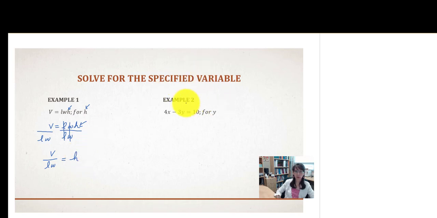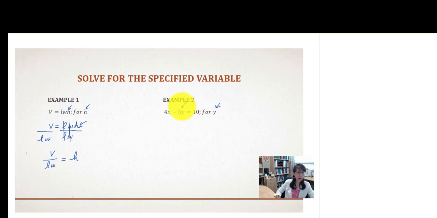In example 2, you might recognize 4x minus 3y equals 10 as the equation of a straight line. We want to solve for y. So when we do that, we're actually transforming the standard form equation into the slope-intercept form of the line.